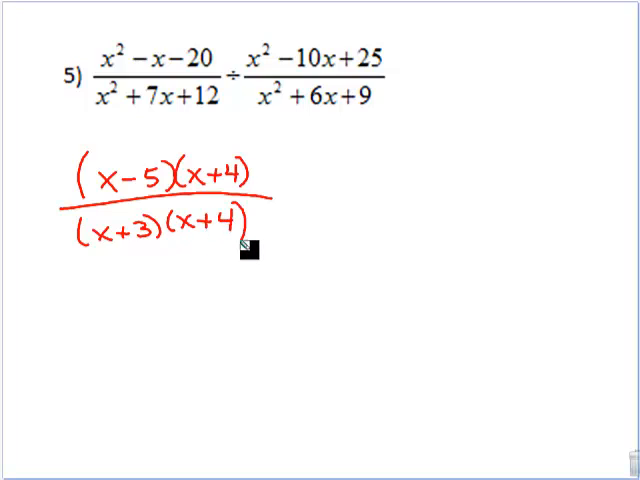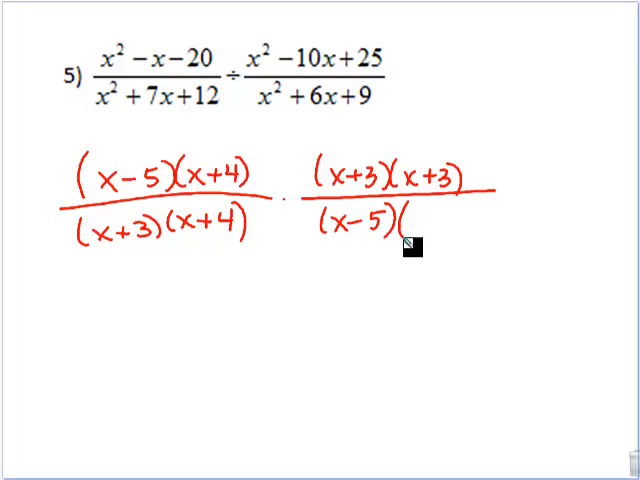Now instead of divided by, we are going to be multiplied by. So our x squared plus 6x plus 9 will go to the numerator. So how will x squared plus 6x plus 9 factor? Yep, x plus 3, x plus 3. And then we have x squared minus 10x plus 25. And how will that one factor? X minus 5, x minus 5.